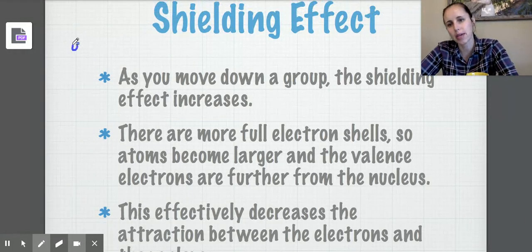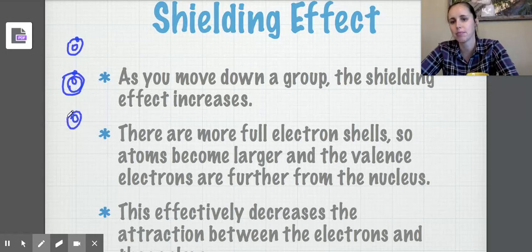So let's start with lithium again. We know that lithium has 1 valence electron on the second shell. Then if we move down to sodium, we know that sodium still has one valence electron, but this time it's on the third shell. And if we move down to potassium, potassium has one valence electron on that outside shell there.